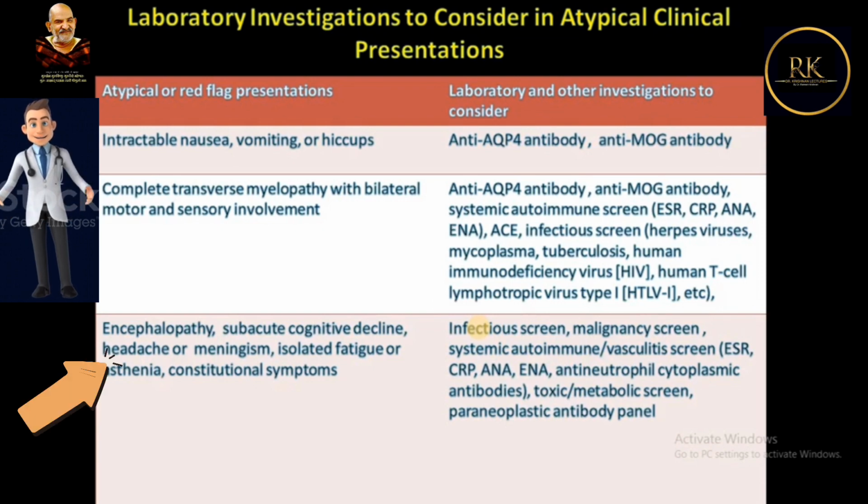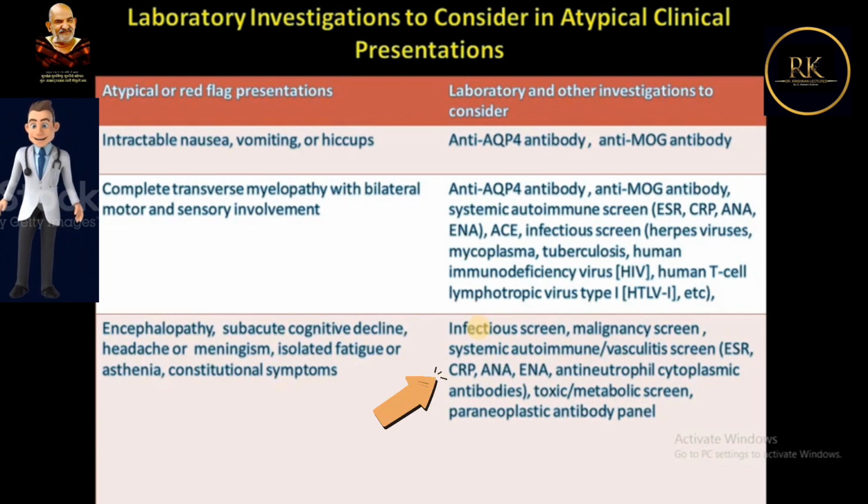For encephalopathy, subacute cognitive decline, headache, meningismus, fatigue, asthenia or constitutional symptoms, infectious screening, malignancy screening, autoimmune screening, toxic or metabolic screening, as well as paraneoplastic antibody panels should be considered.